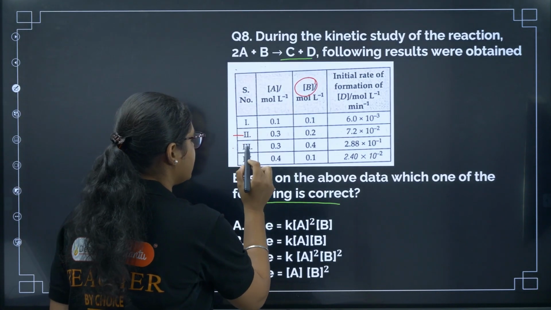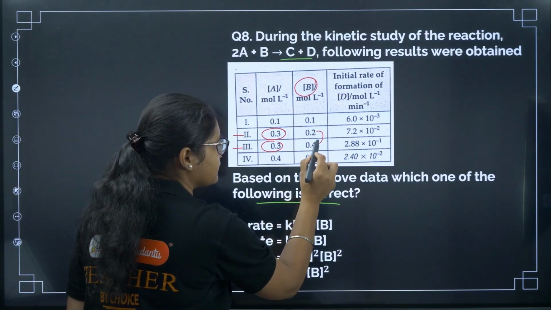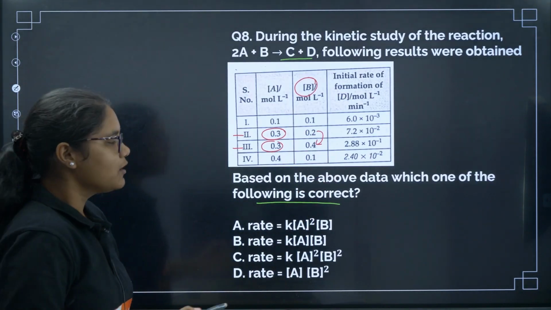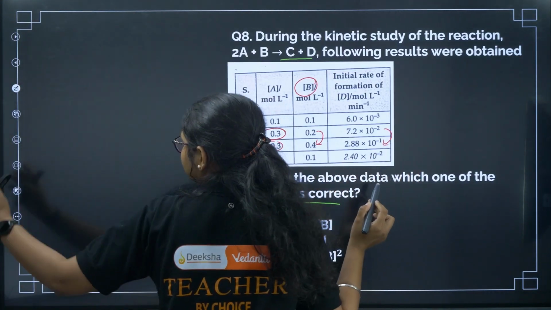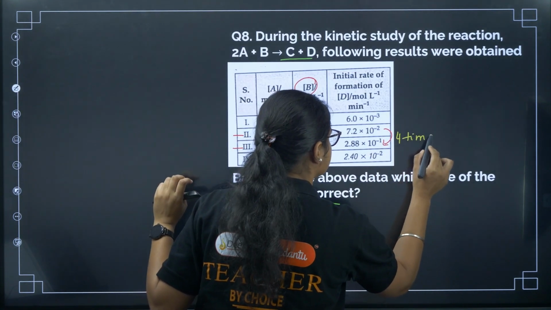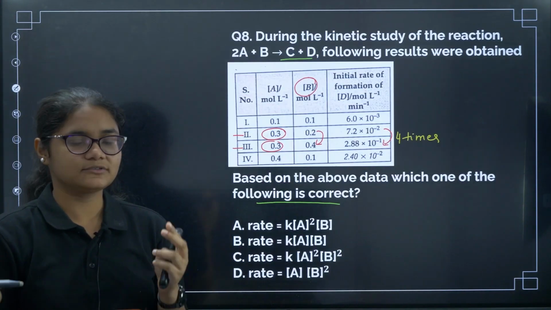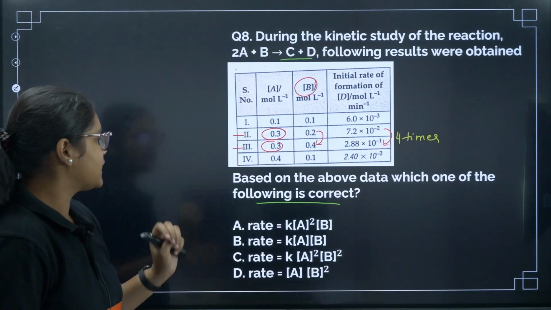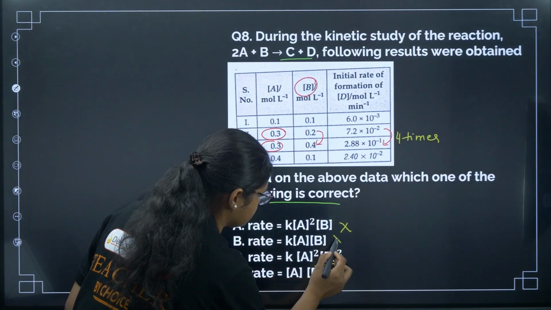When I want to find the order with respect to B, the concentration of A should be constant. So in equation 2 and 3, you see A is constant. So now what has been done to the concentration of B? B concentration is doubled. When B concentration is doubled, if you see, the rate has become 4 times, right? That means when you are doubling the concentration and the rate is becoming 4 times, that is a second order reaction. So with respect to B, it is second order. So we can eliminate these two options.